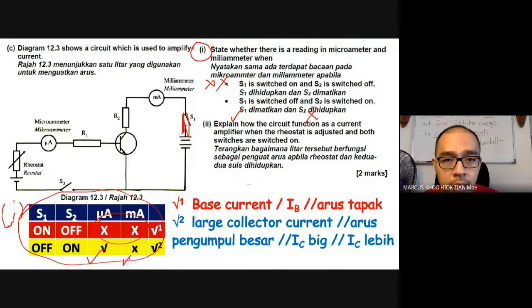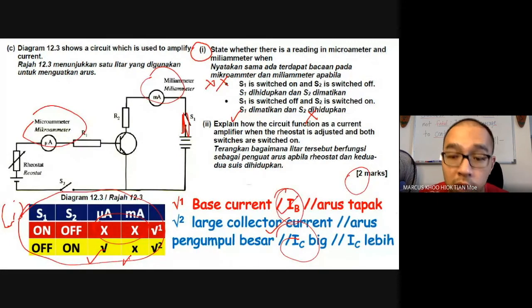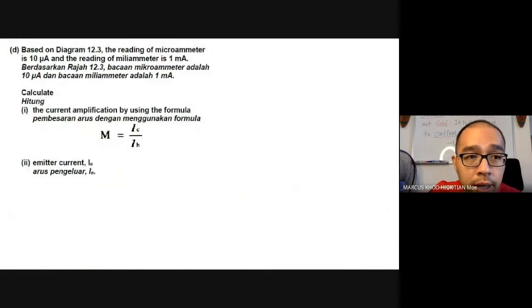Now explain how the circuit functions as a current amplifier, only these two. So when the base current flows, the large collector current will also flow. It's only 2 marks, so there's nothing really much to this. When there's an IB, the IC will be big. Again, micro and milli. It's a world of a difference. All right, question D is a calculation question. Can I have Adam for this, please?